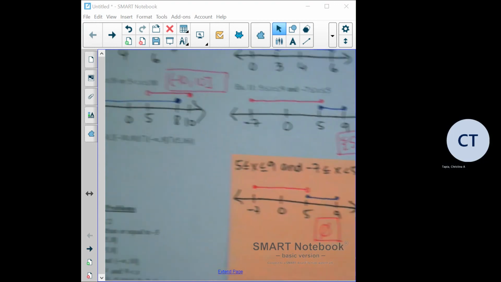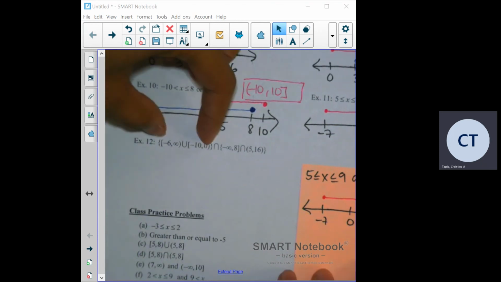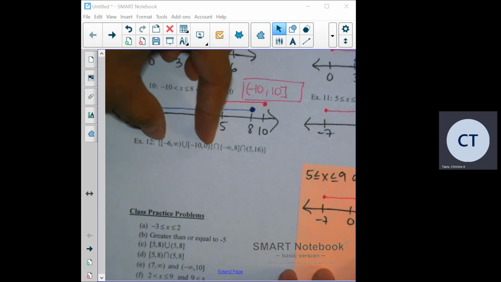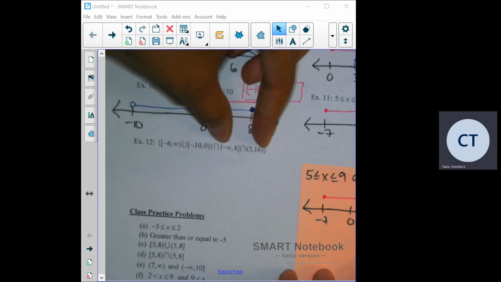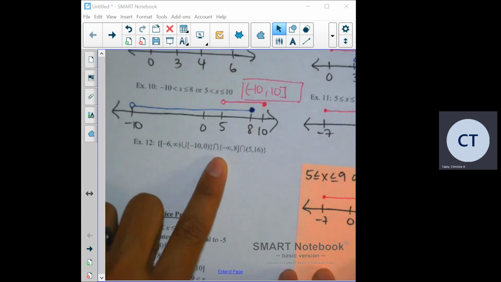All right, let's look at the last question that we're going to look at. Example 12. I think honestly, y'all can do this one on your own. This first squiggly bracket is one problem that you need to solve first. Then solve this one, that's second. And then once you find the answer for both of these, do the intersection. So it's like 3 parts.